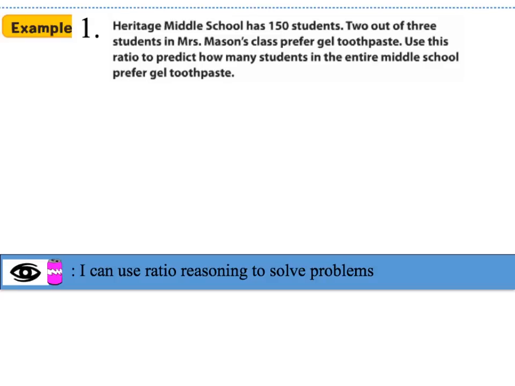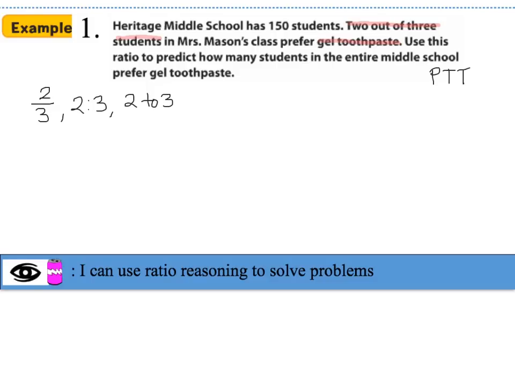So when we look at this problem, let's take a look at the key information. They're giving us 2 out of 3 students in the class prefer gel toothpaste. I can think of this ratio as a part-to-total ratio because the students who like gel toothpaste are still students. So I can write it like this: 2 over 3 students. I can write my part-to-total ratio as 2 colon 3.